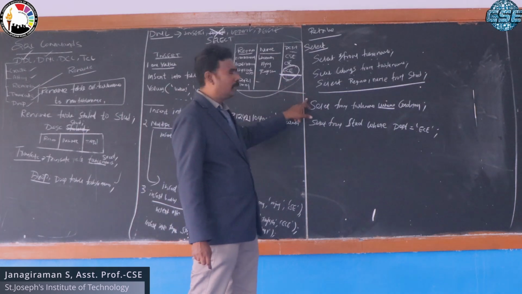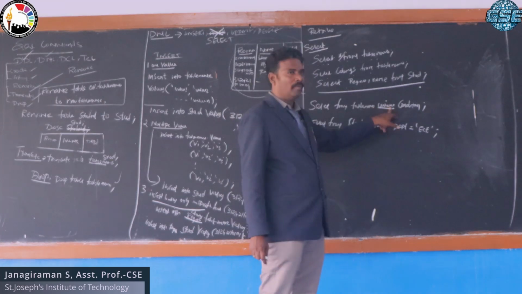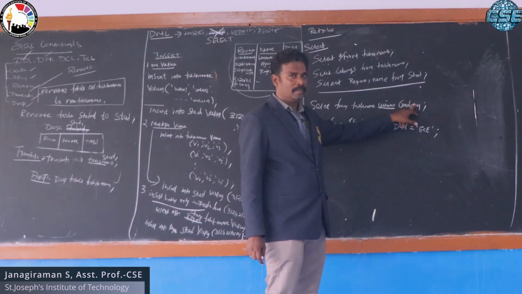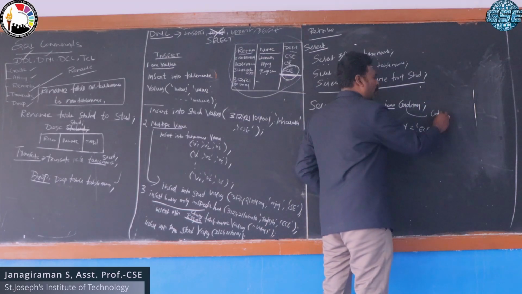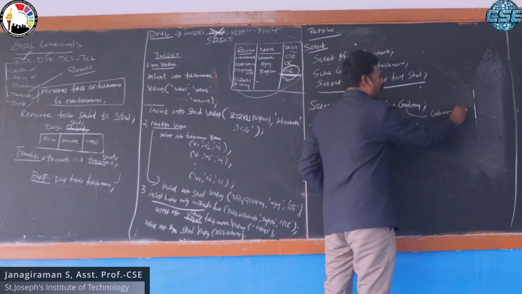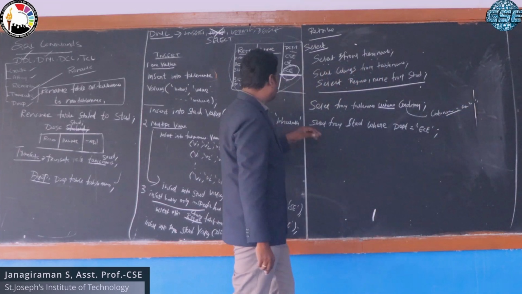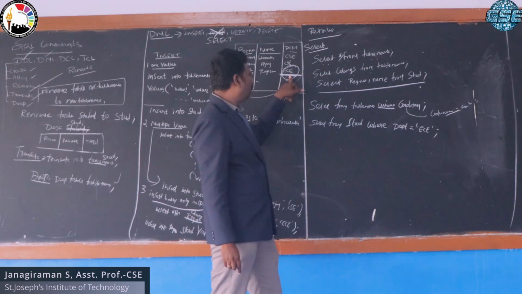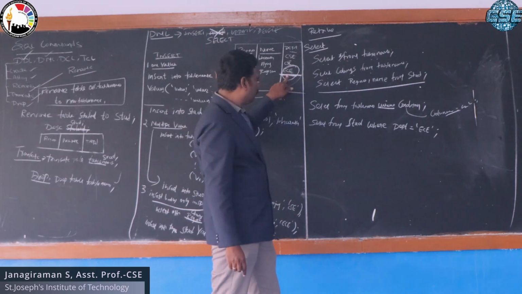So this is the syntax for that. Select from table name where condition. You can either write it in this way, or else you can write it like column name equal to condition. Both are the same. Okay, so here I'm trying to extract a student who belongs to the ECE department.